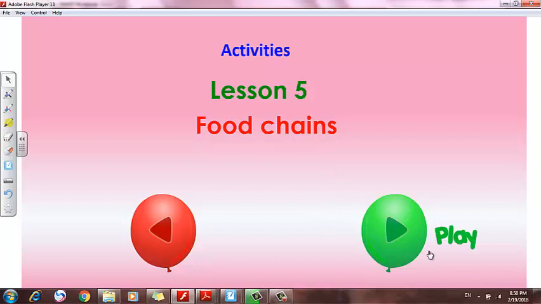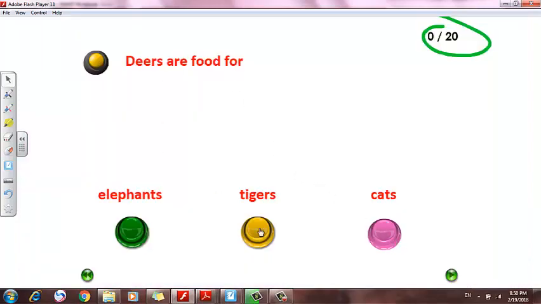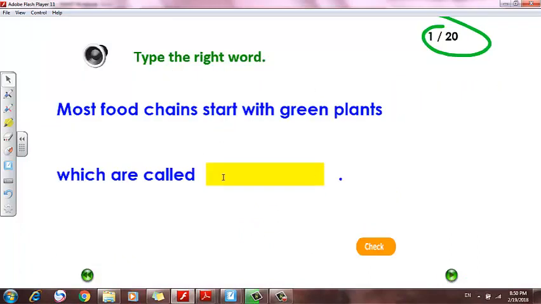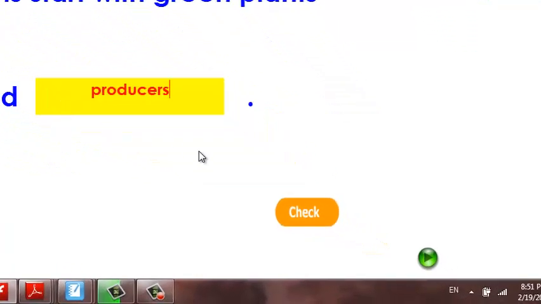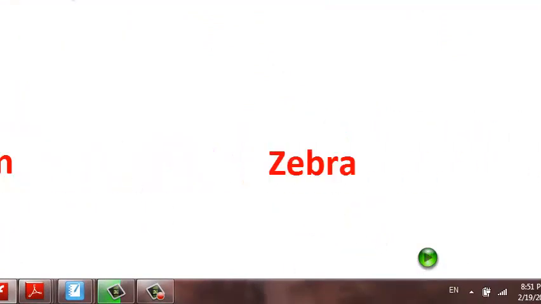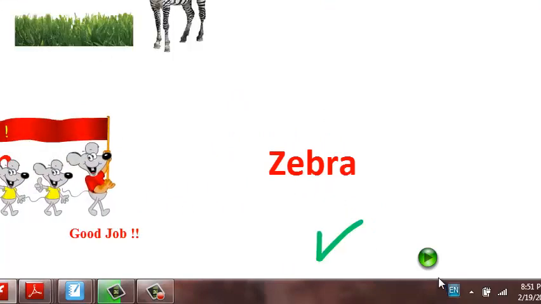Let's answer this. Deer's activity. Deers are food for. Good job! Most food chains start with green plants, which are called producers. We said all of the plants are called producers. Great! Grass is food for lion or zebra. Good job!